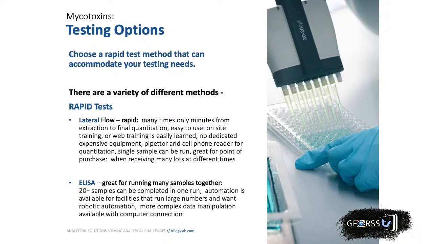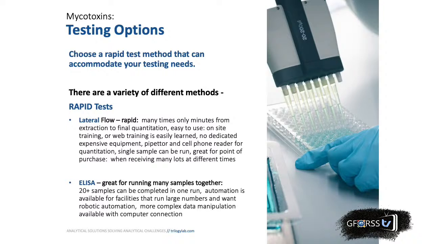Now, let's take some time to talk about the actual testing options. It's important to choose a rapid test method that accommodates your specific needs. You need to look at things like the physical space you have to do the testing. What type of staff do you have that will perform the test? Evaluating these specifics will lead you to make the correct choice on which test fits your needs the best.